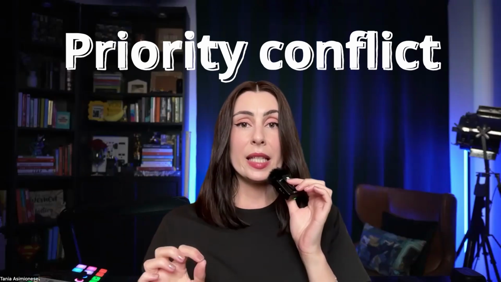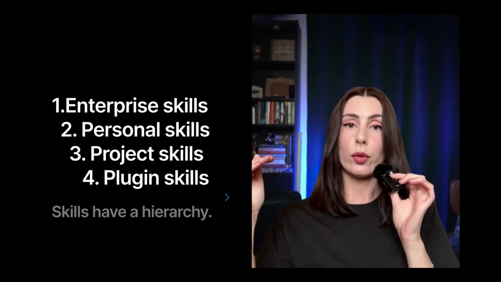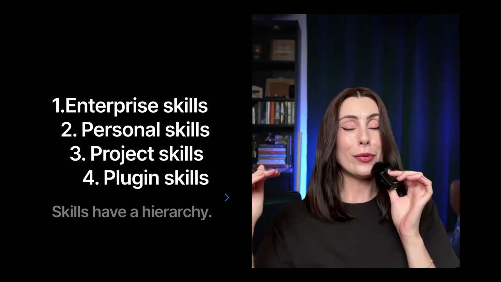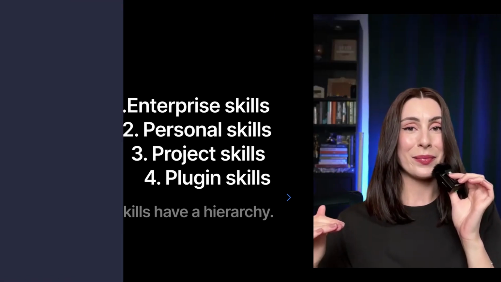The fourth one is a priority conflict. Skills actually have a hierarchy. You have first enterprise skills that override personal skills, which override project skills, which override plugin skills. So if you build a personal skill, but your organization maybe deployed an enterprise skill with more or less the same name, and yours gets ignored, then most likely that's the problem. The solution is very simple. Just rename yours to be a little bit more specific and distinctive.